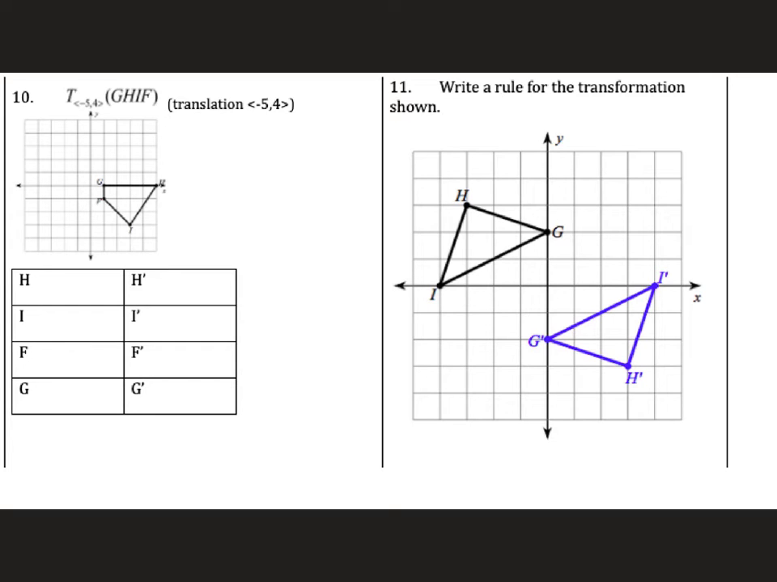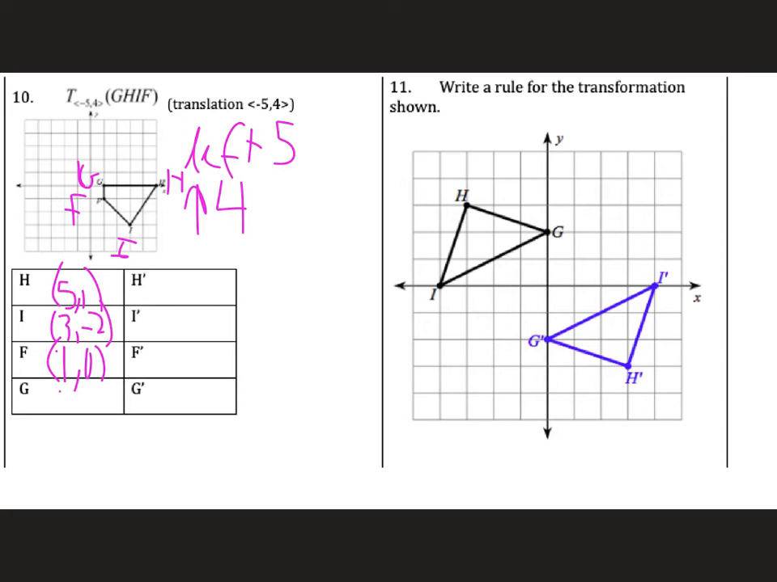Translation, negative 5, 4. So negative 5, 4 means left 5, up 4. So my original points, these are hard to read, but it looks like G, F, I, and H. So H is at 1, 2, 3, 4, 5, 1. I is at 3, negative 2. And then F is at 1, 0. And G is at 1, 1.